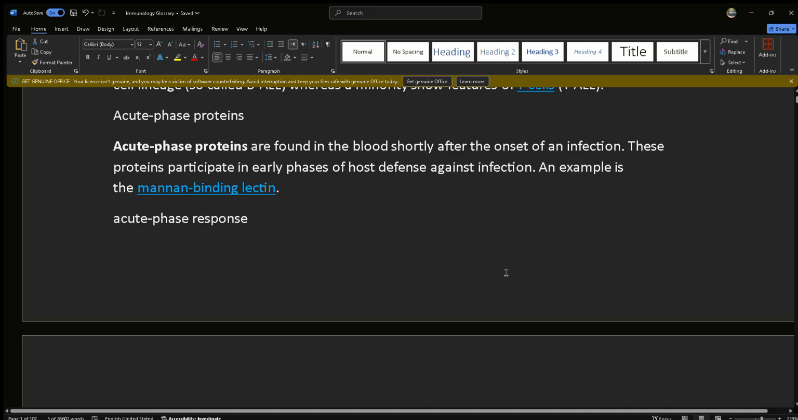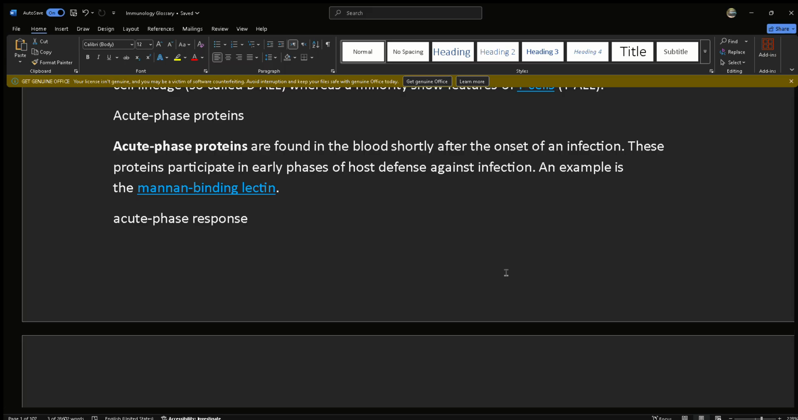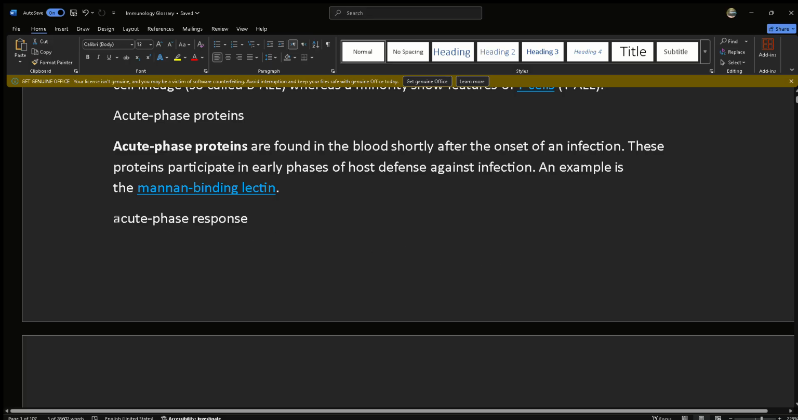Acute phase proteins. Acute phase proteins are found in the blood shortly after the onset of an infection. These proteins participate in early phases of host defenses against infection. An example is the mannan-binding lectin.